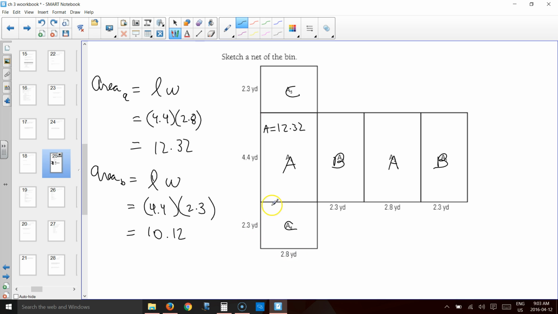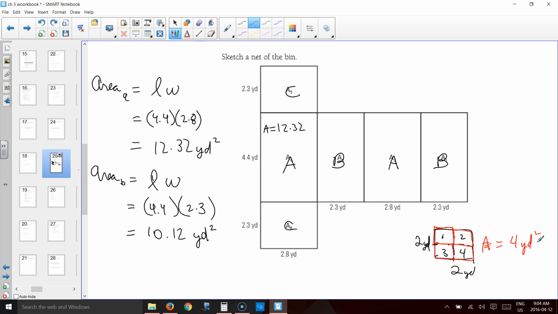And if these are yards, then when we find the area, we get yards squared. I should have put that here as well. Okay? So we're talking about a square area. We're not talking about length here. For instance, if we had something that was 2 yards by 2 yards, and we wanted to find the area, in total we have 1, 2, 3, 4 square yards. Each one of these is 1 yard by 1 yard. It's a square yard. It's not a length, it's an area. So we have a total of 4 of these, so that means our area would be 4 yards squared. So that's why here we put yards squared, because we're not dealing with lengths, we're dealing with areas.